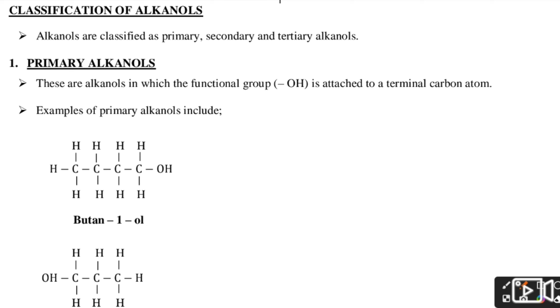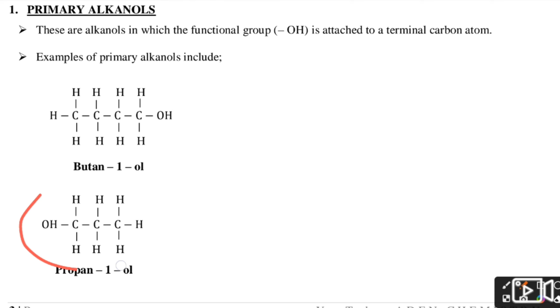When we check the structure, it has 4 carbon atoms and the functional group is placed on carbon number 1 when we count from right to left, and on carbon number 4 when we count from left to right. So that is a terminal carbon atom. It is either the first carbon or the last carbon. Second example is here. Here we have propan-1-ol. Check, the carbon atoms are 3 and the functional group is placed on carbon number 1 when we count from left to right.